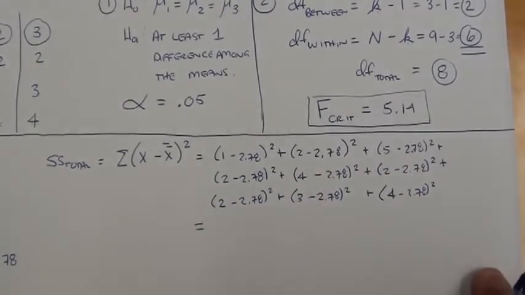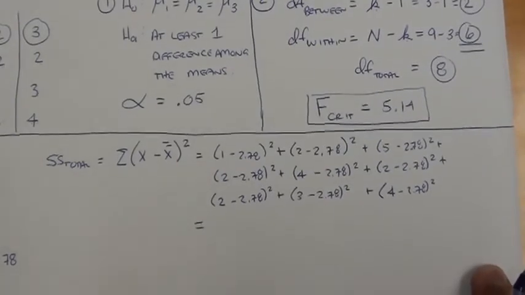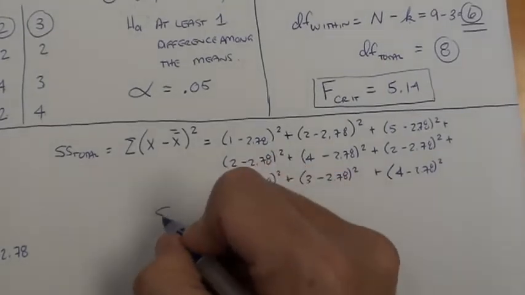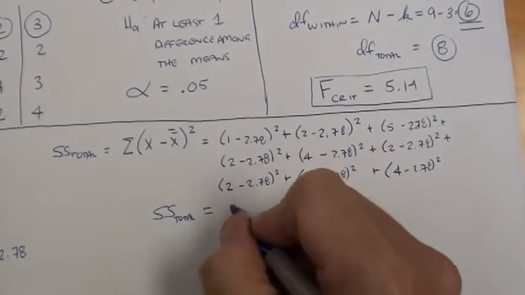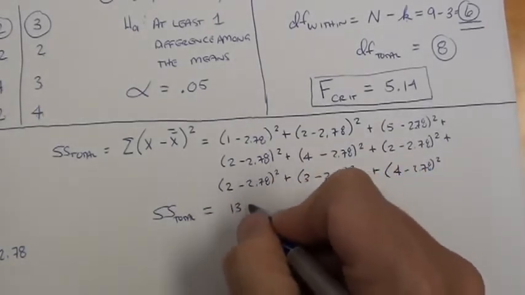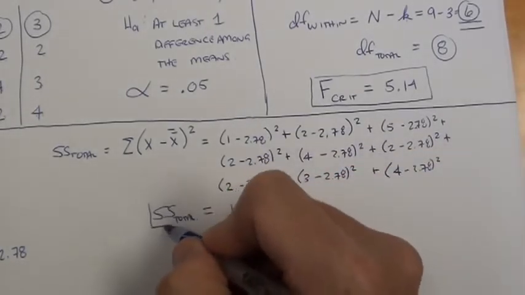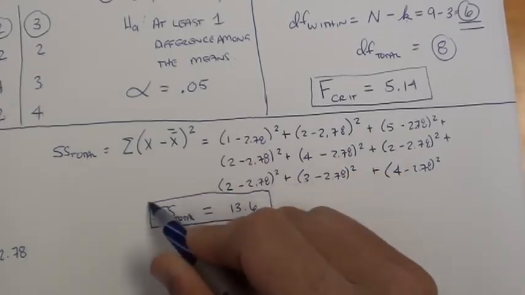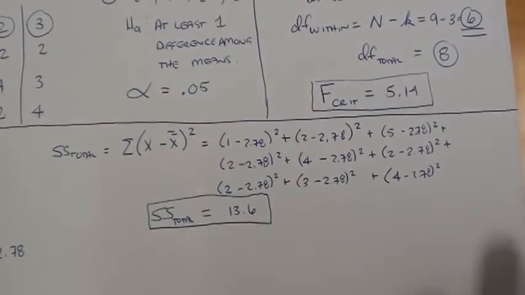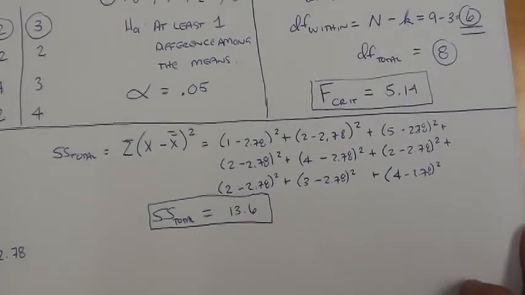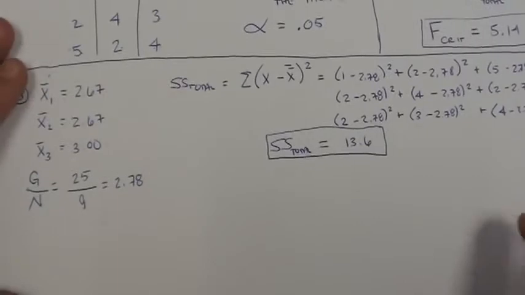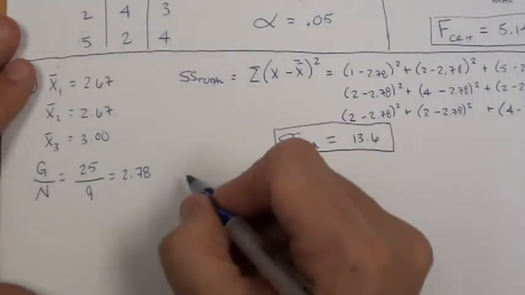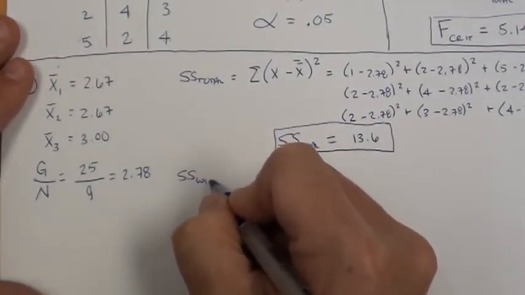And if we add all this into a calculator, our sum of squares total, so SS total, is going to equal 13.6, let's say. So the total sum of squared deviations from the grand mean is 13.6. Now the next step is to calculate the sum of squares within.